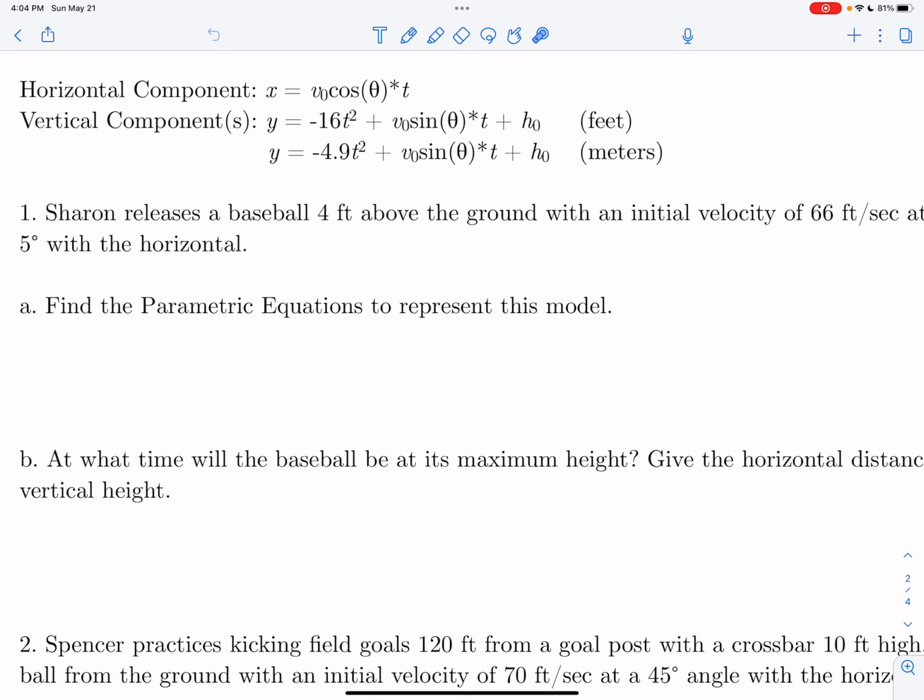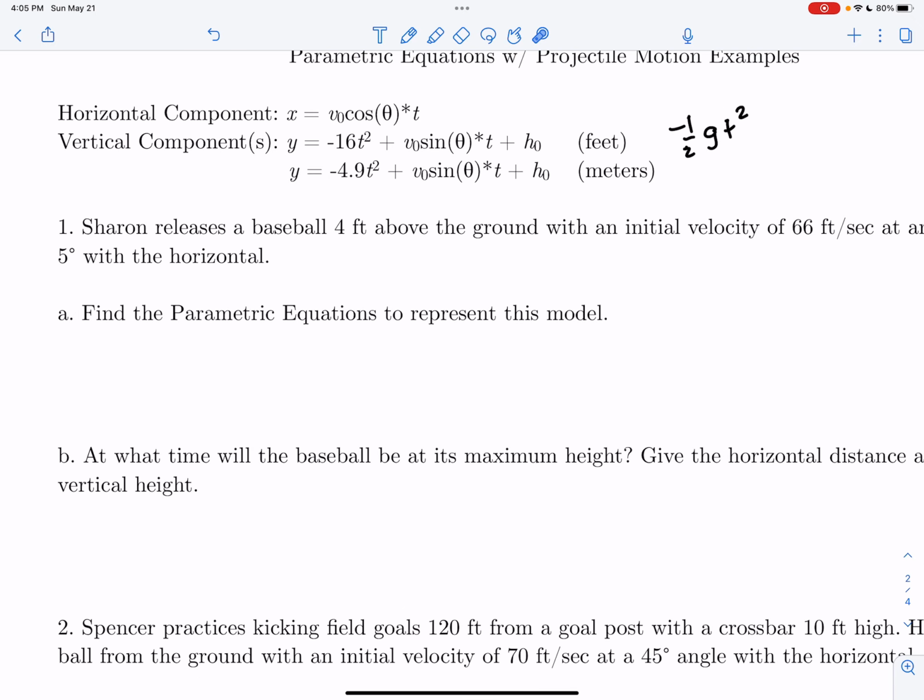In these couple examples, we are going to be using feet. So we are going to use negative 16t squared plus v sub 0 sine theta times t plus h sub 0. Negative 16t squared represents your gravitational constant after we did the negative 1/2 g times t squared. Velocity sine represents your y component, and then h sub 0 represents your initial height.